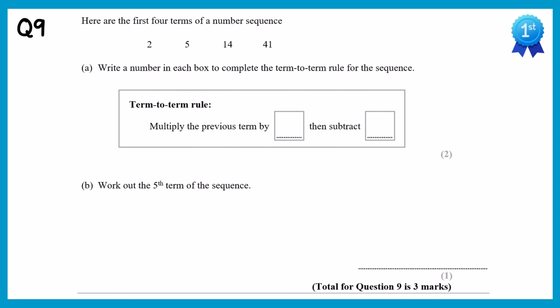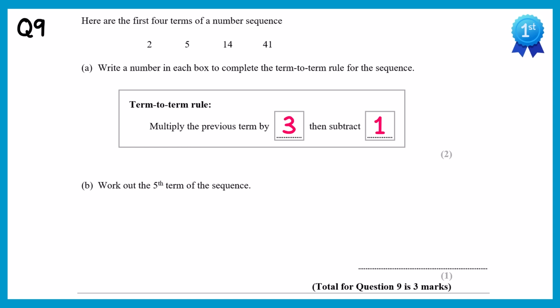In this question, we need to fill in the boxes to complete the term-to-term rule. The term-to-term rule says we multiply the previous term by a number, and then subtract another number, and then we end up at the next term. So to get from 2 to 5, we need to multiply by something, and then subtract something. Now there's lots of possible ways that you could do this, but the one that's going to work for all of the terms in the sequence is multiply by 3, and then subtract 1.